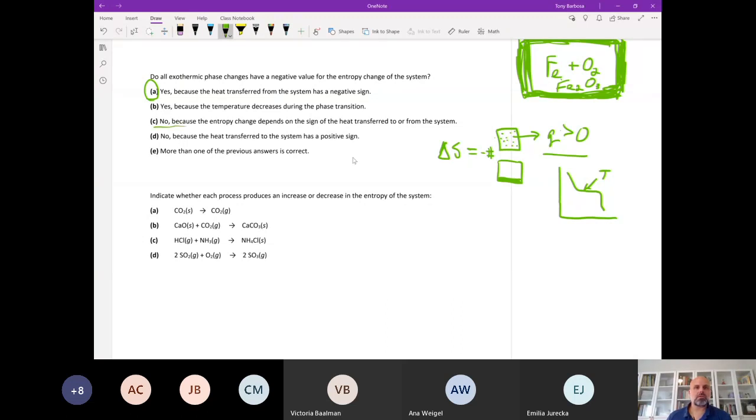When we're thinking of C, it says the entropy change depends on the sign of the heat transfer to or from the system. Well, in this case, our heat is being transferred out, so it's a positive number, and the entropy is being decreased, so it's a negative number. So they're in opposite directions. So C is not correct. And then D, no, because heat transfer to the system has a positive sign. We actually have heat being transferred out of the system, not into the system. So that's not going to be correct either. All right, so obviously then E is not correct.